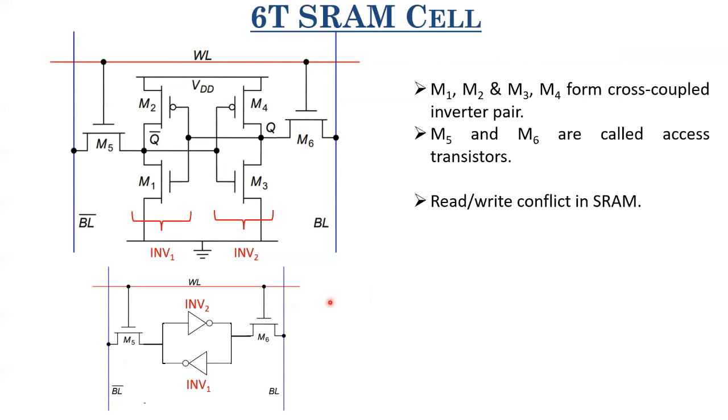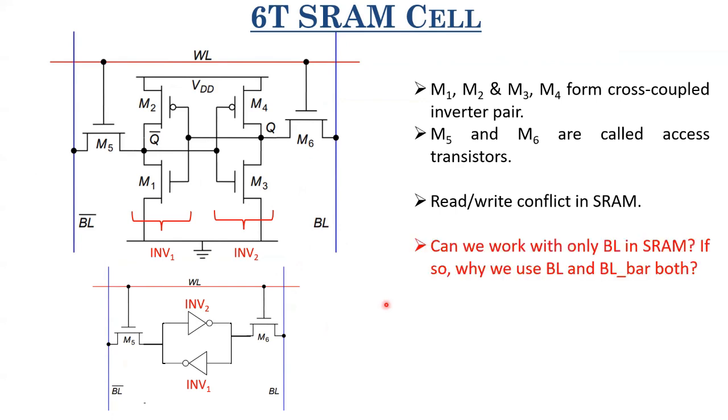Here, in the memory organization, I told you that we can work with even 1 bit line. However, in the case of the SRAM cell, I'm saying that we have a bit line and a bit line bar. We have 2 bit lines, both complementary. So the question that immediately may arise in your mind is, can we work with only a single bit line in SRAM? Why do we need both bit line and bit line bar? That is one question which, if you think judiciously, will definitely arise in your mind.